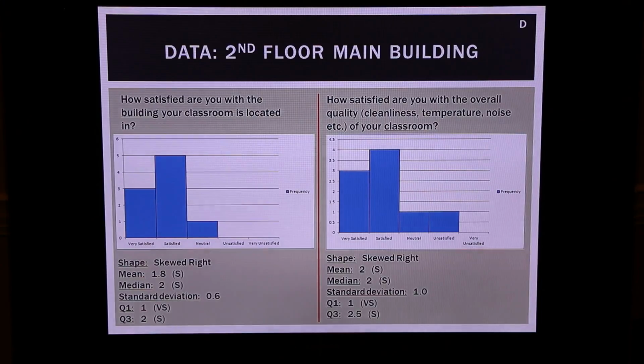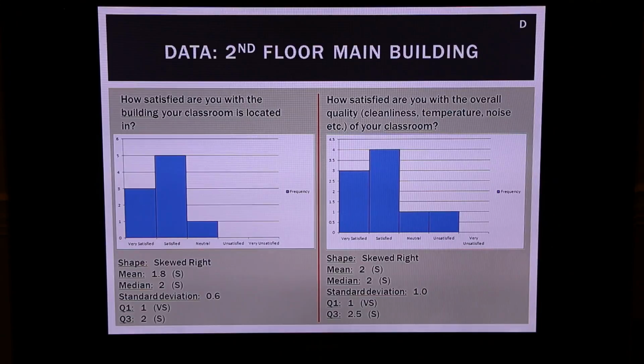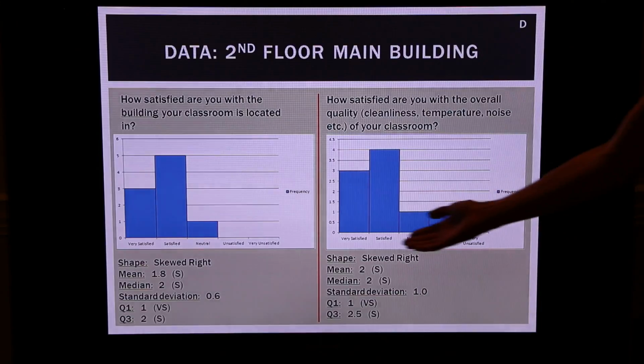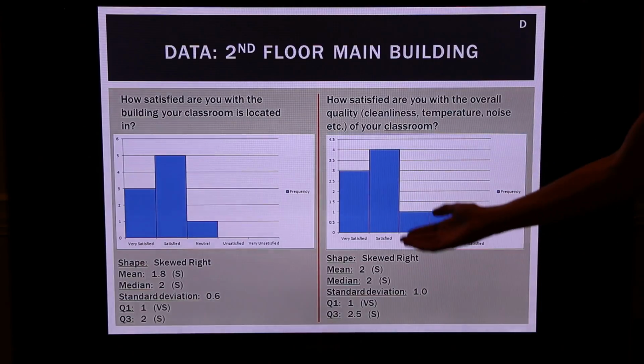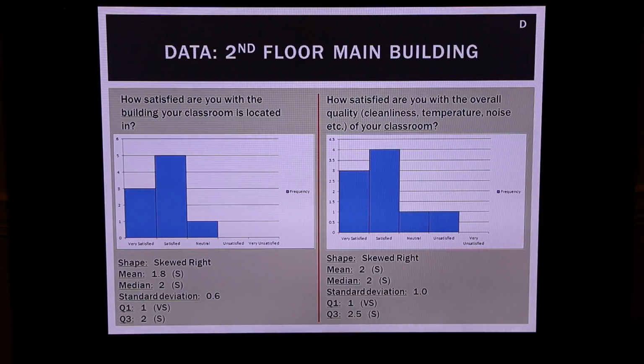Here we look at the second floor of the main building. Most teachers are going to be satisfied with the location, and the same is true. I mean, both of these are skewed right. Most teachers are also going to be satisfied with the quality of their classroom, which also makes sense, seeing how the main building classrooms are the newest. They have been recently renovated, so it makes sense.